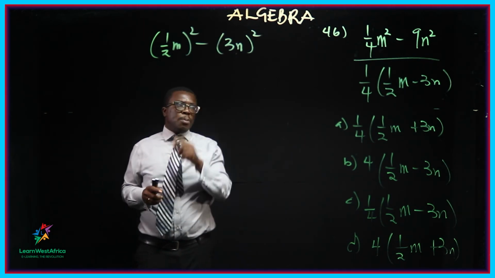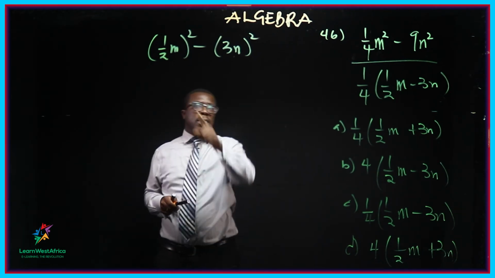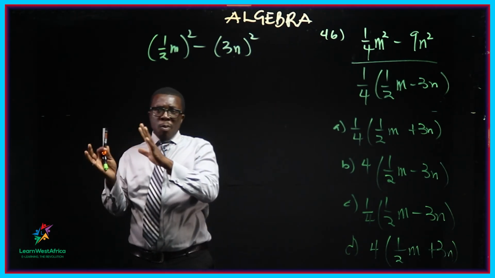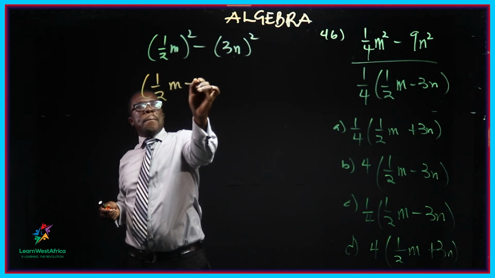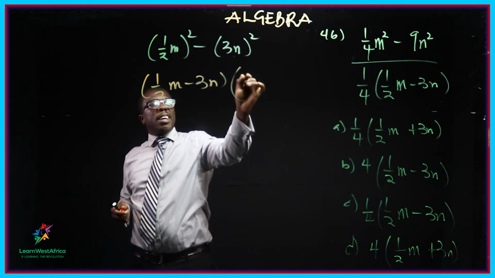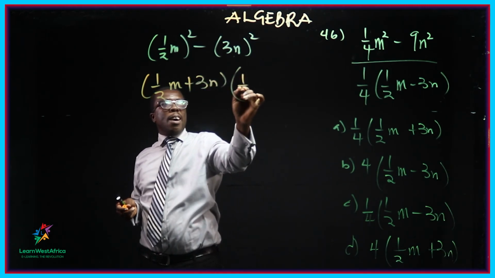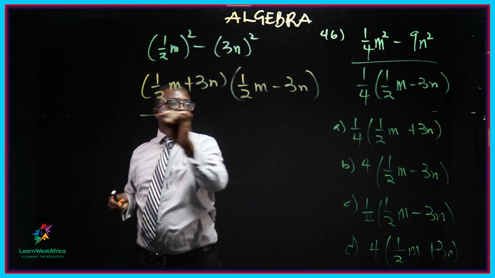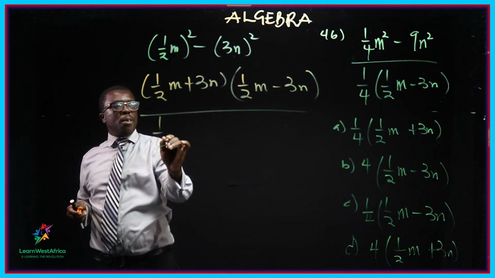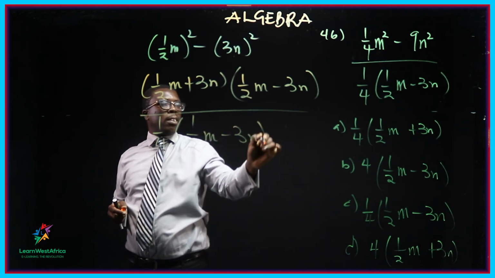Now simplify the numerator. For a difference of two squares, you write a plus b in one bracket and a minus b in another bracket. So it will be half m minus 3n, and half m plus 3n. Then we divide this by 1 over 4, keeping the bracket half m minus 3n.